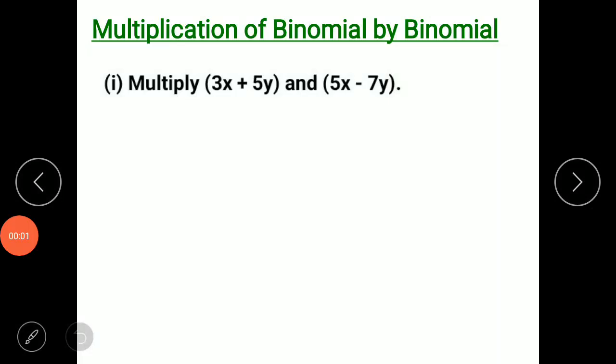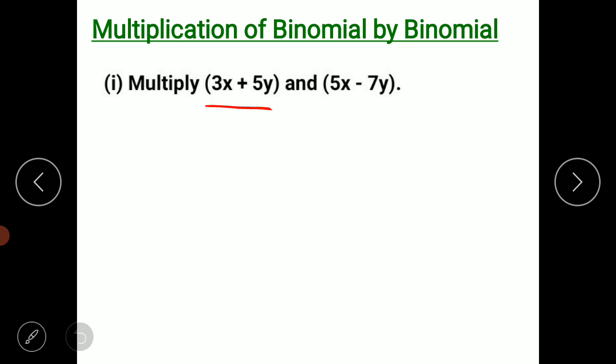Hello students, let's learn multiplication of binomial by binomial. This is very important. It will be useful in 8th standard, 9th standard, 10th and even further. Multiplication of binomial by binomial. See, multiply 3x plus 5y and 5x minus 7y.